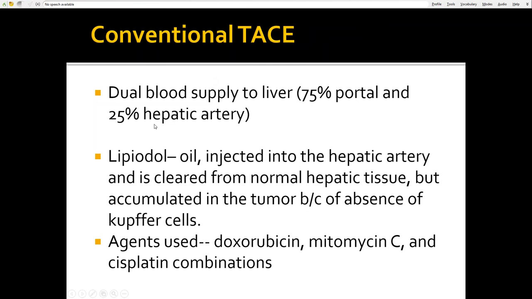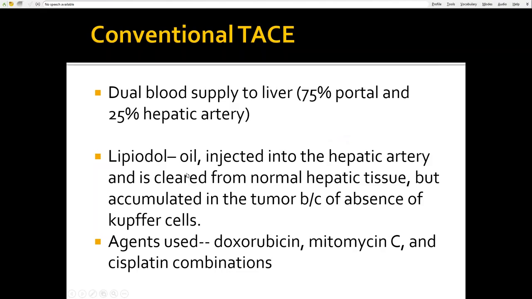It takes advantage of the dual blood supply to the liver, where 75% is portal, and 25% is basically the hepatic artery. But as we all know, basically all the tumors that are in the liver are supplied by the hepatic arteries. So it's okay to take out the hepatic arteries, the small ones especially, because you still have much supply that's coming from the portal vein. You just have to make sure the portal vein is going to be patent.